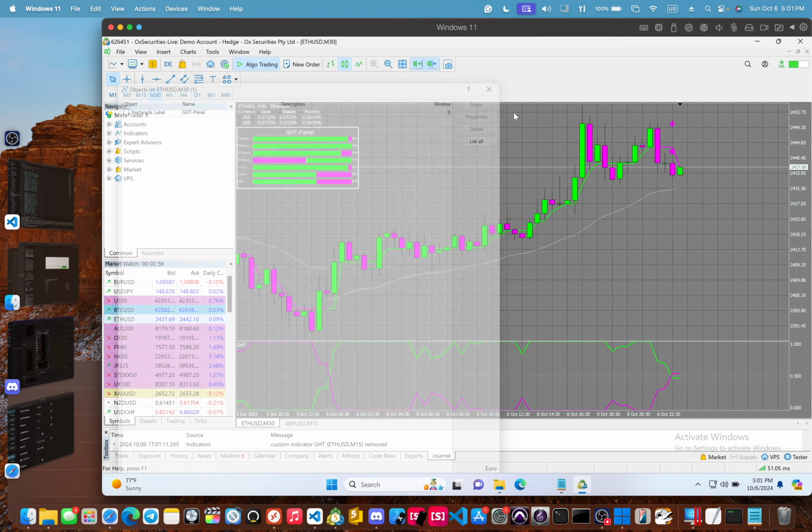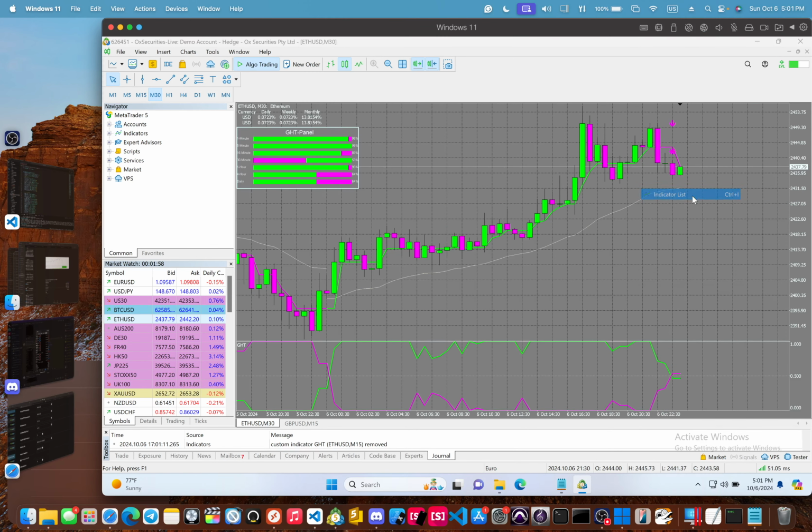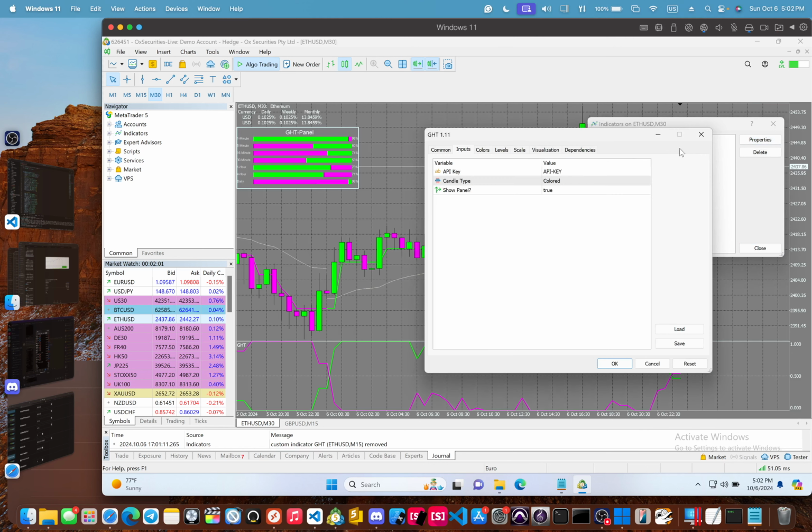The first input is your API key, which you get from the profile on our website. Next is the candle type. You can choose color candles like I have here, or you can choose APB candles, or you can just choose the regular candles. And the last input is to show and hide this panel.